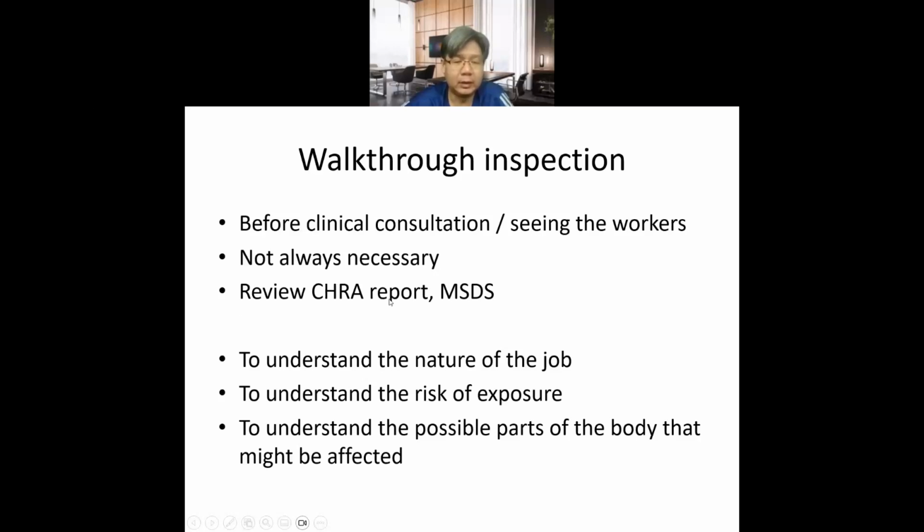And review the CSRA report. Usually I need to see the CSRA report in terms of details of the work process. And for MSDS, usually in the CSRA report they already specified the active ingredient, so we do not require MSDS anymore. The purpose is mainly to understand the nature of the job, the risk of exposure, and the possible parts of the body that might be affected.